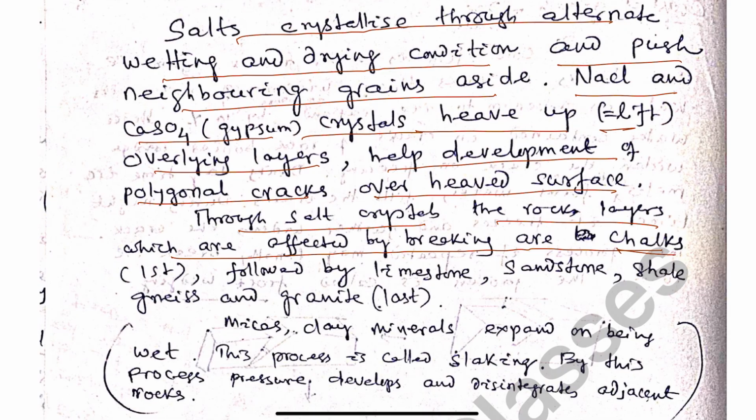For example, chalks weather fast, followed by limestones. Then the sandstones, shale, gneisses and granites. Granites are the last rock to be affected by these crystal growths.